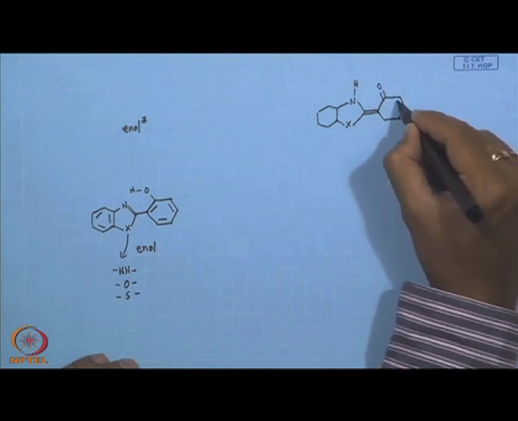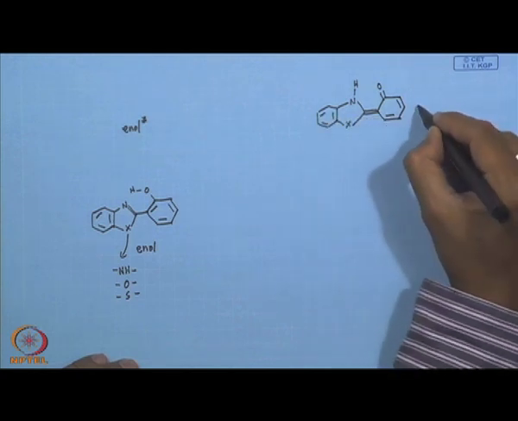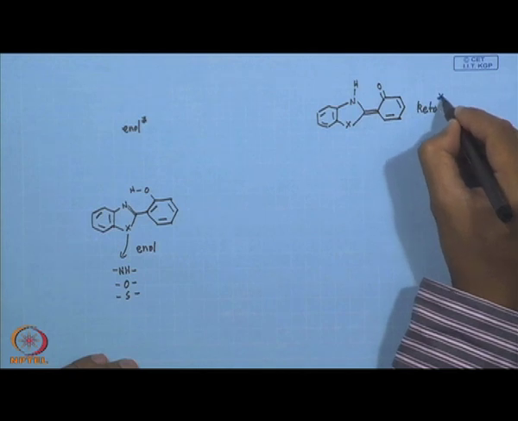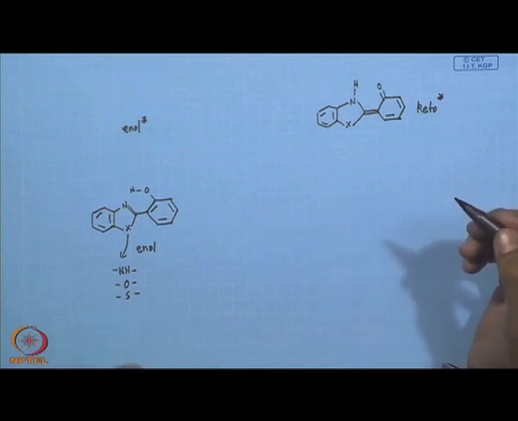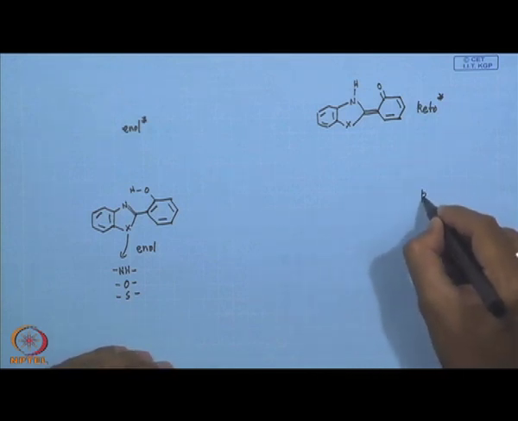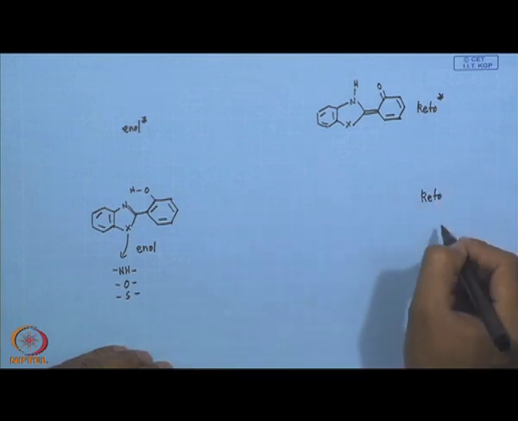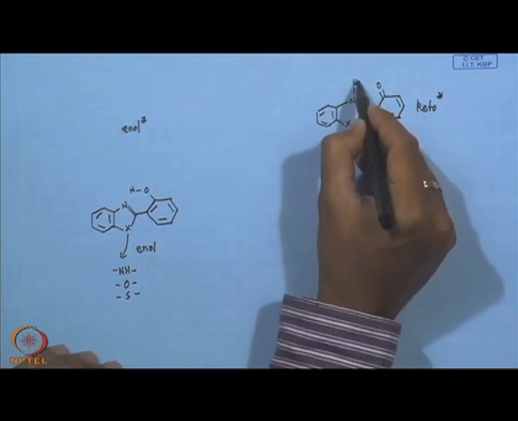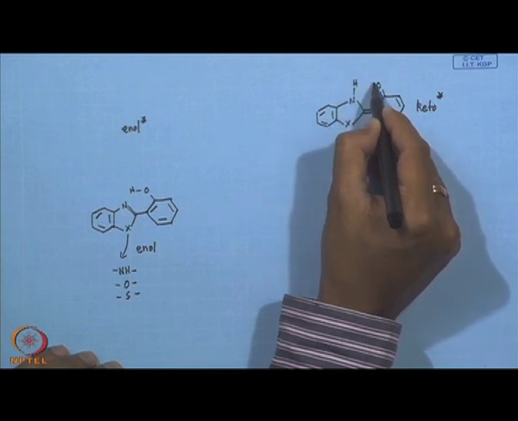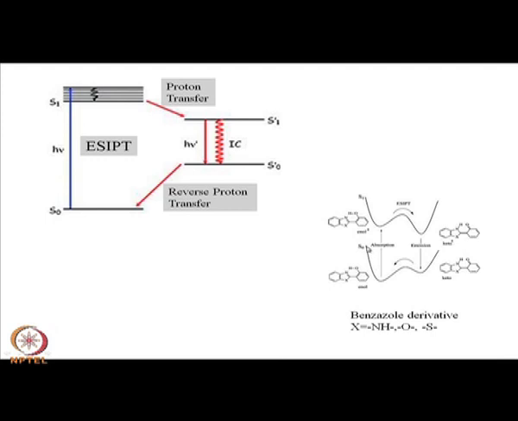So, this keto form is there, and this is your keto star. Then this keto star will fluoresce to give you the keto in the lower energy, or the keto in the ground state. Then this keto will come back to your enol by reverse proton transfer, that is, this proton in the ground state is transferred from here to here, giving rise to your original enol back.